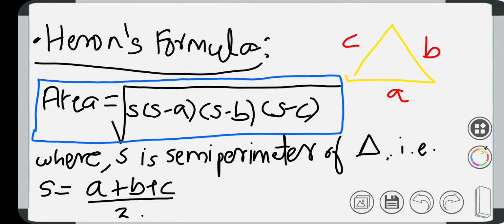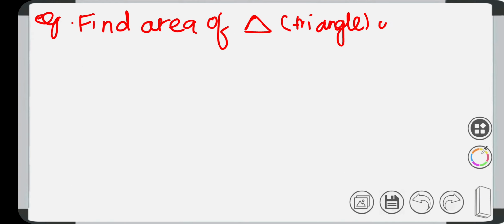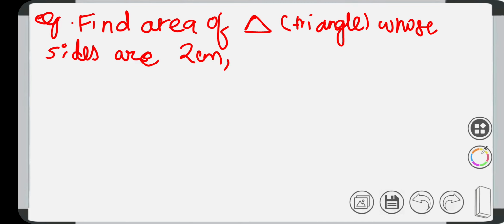So moving towards a question to give you a clear understanding of what you should apply and how you should apply this formula in a question. I have given the introduction of this formula so far. Let's move towards the question. The question is, find the area of a triangle whose sides are 2 cm, 3 cm and 4 cm. How will we solve this question?